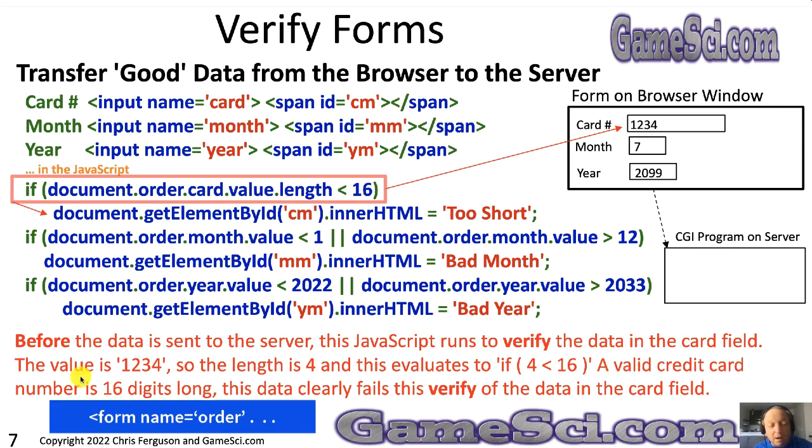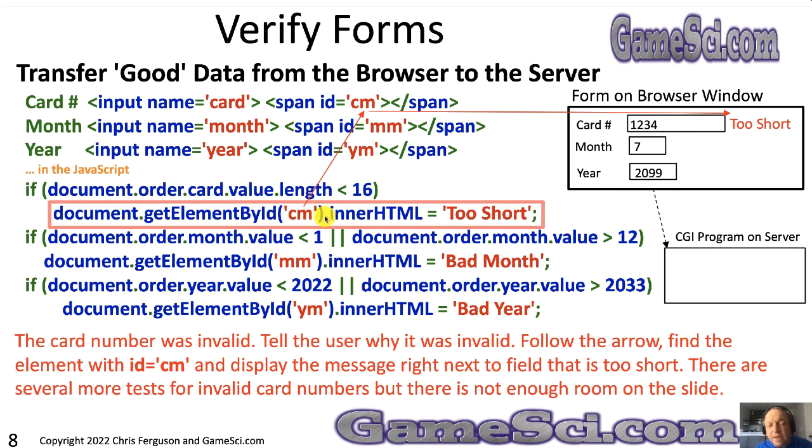But a valid card number is 16 digits long. This data clearly fails this verification of the data in the card field. If this statement is true, it's going to enter the if statement and execute this code.